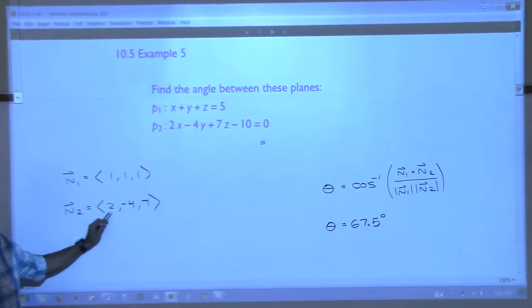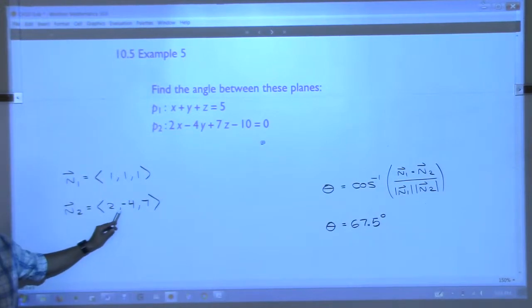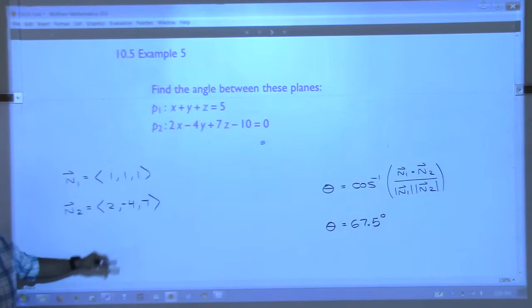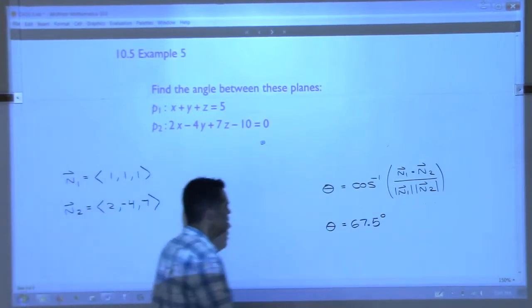Magnitude of this one should be 4 plus 16. That's 20 plus 49. I think that might be it. Did you put 57? Because this should be 49. Should be square root of 69. I think you just did arithmetic there. Yeah, no big deal. Okay, so 69.7. Okay.